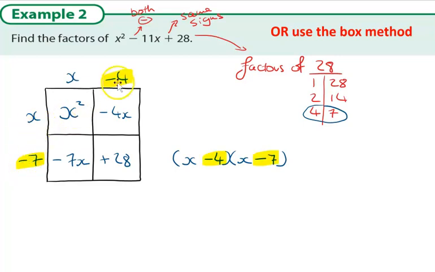So I'm going to go with minus 7 and minus 4. So remember, the signs had to be the same, and they both had to be minus, which they are. So minus 7x divided by x is minus 7, and minus 4x divided by x is minus 4. So minus 4 in one of the brackets and minus 7 in the other. It doesn't matter which way you arrange them because the signs are the same.